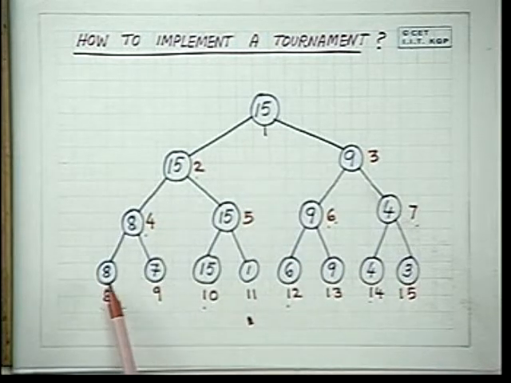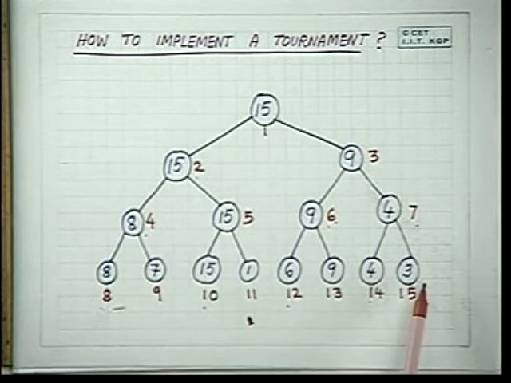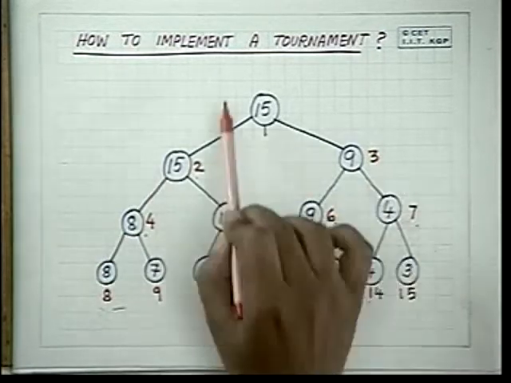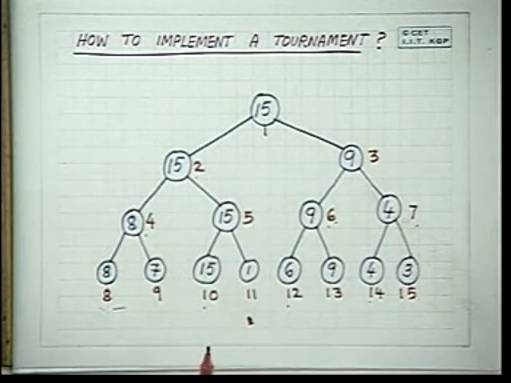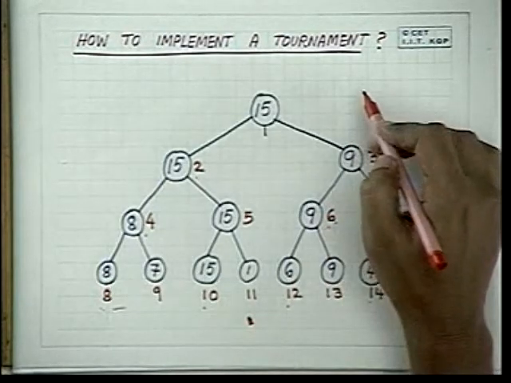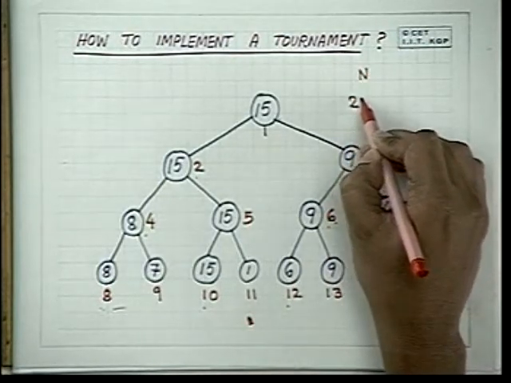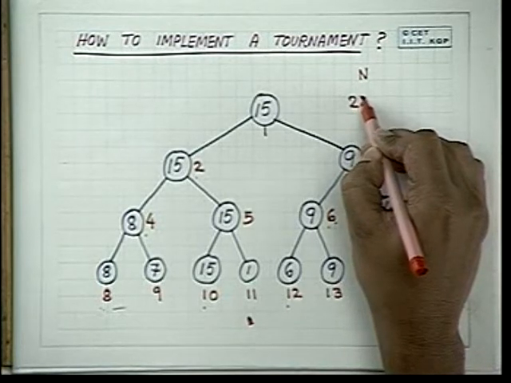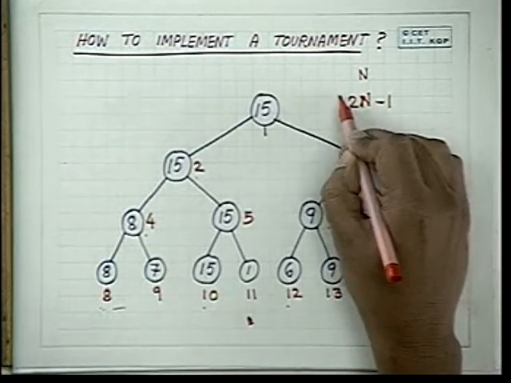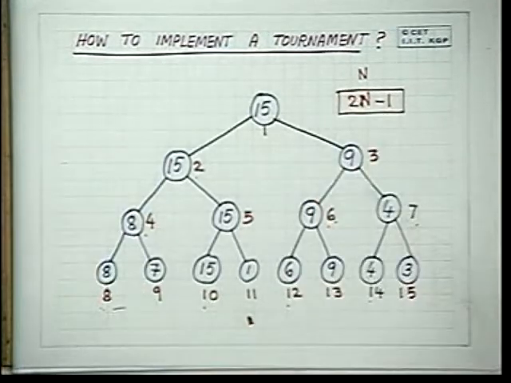So if we put our elements here, then we can easily set up the tournament structure in an array. If we have n elements, we can declare an array of size 2n minus 1, and we can easily build up the tournament in an array of size 2n minus 1.